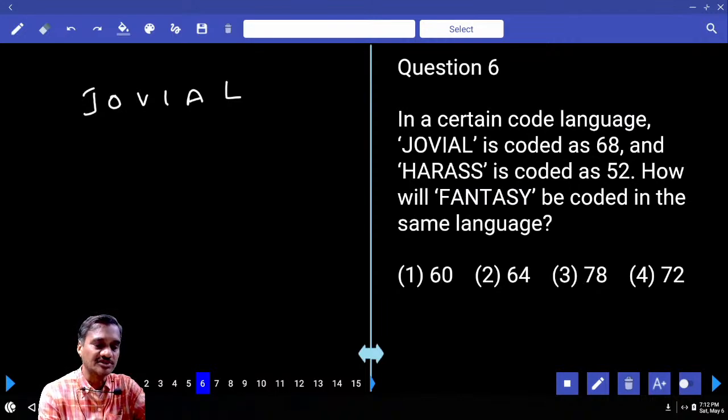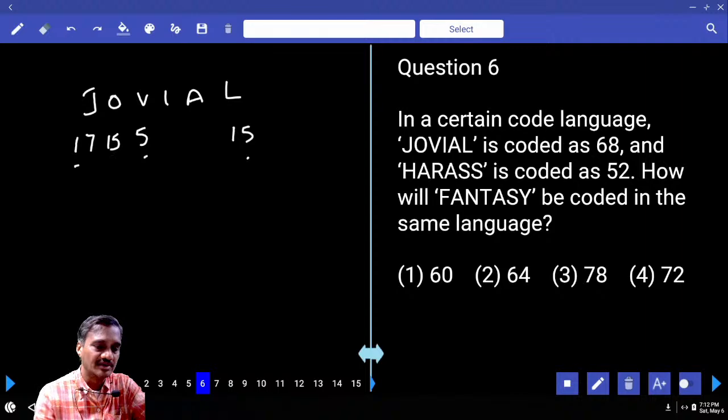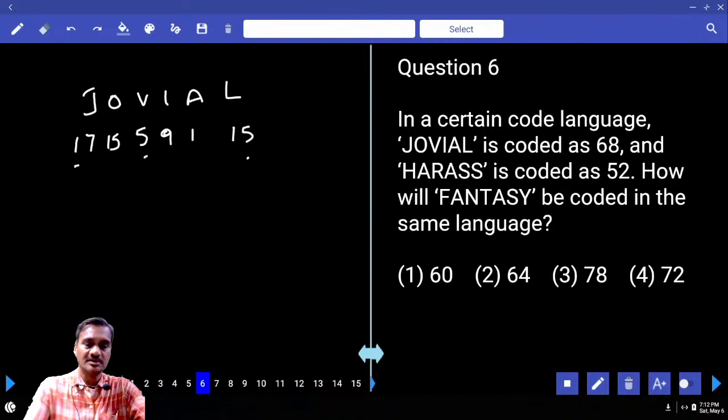Tell me the opposite letter of J. For J its opposite letter is Q, which is 17. For V it is 5. And for L it is 15. Then for the remaining letters, 17 plus 5, 22 plus 15, 37. And 37 plus 15, 42. And 42 plus 9, 51. And 51 plus 1, 52. And 52 and 68 is the number given. Then coming back to this one, let us check out here.